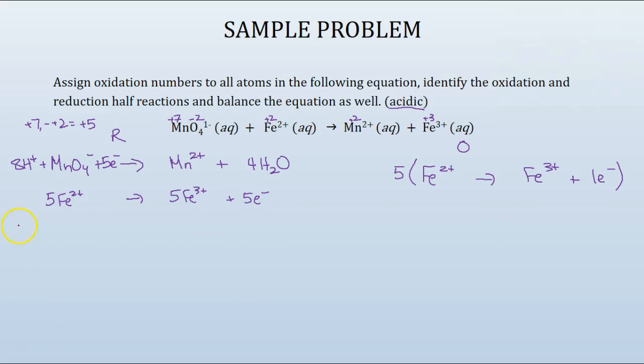So you'll notice now I'm going to add the 2 reactions back together. The electrons go away. Nothing else cancels out. So I write 8H plus MnO4 minus aqueous. By the way, all of this stuff is aqueous if it's an ion.